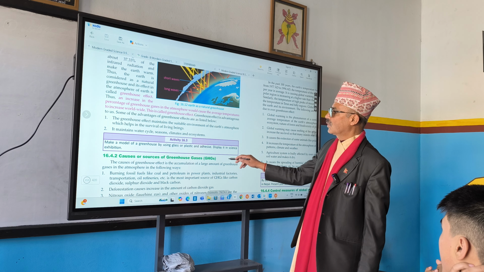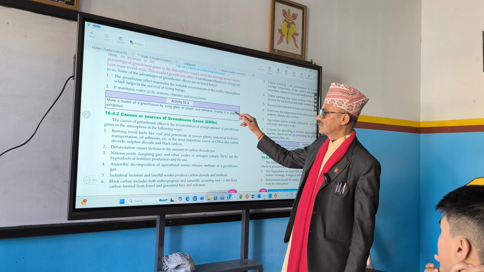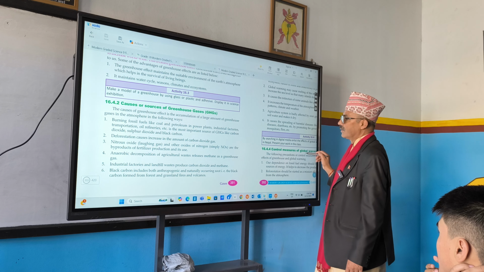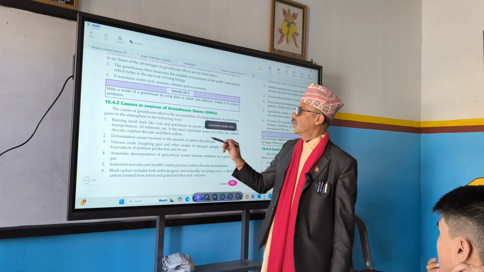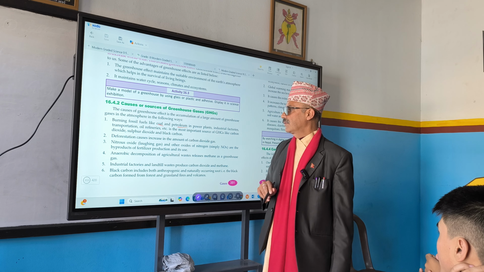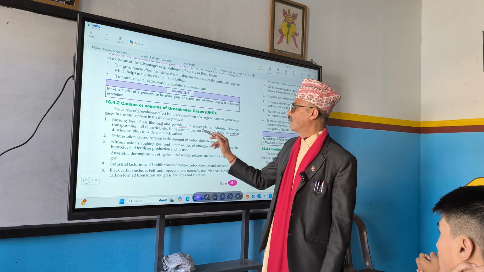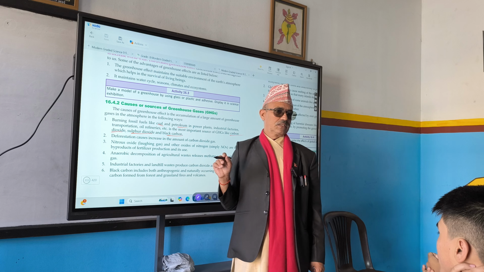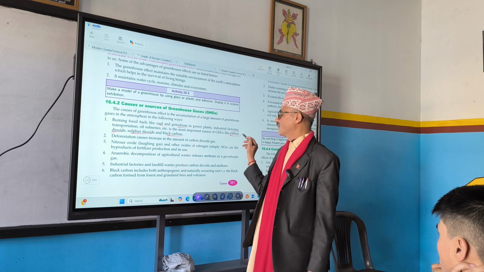Now, here are some causes or sources of the greenhouse effect. How many causes or sources are given? What is the first one? Burning fossil fuels, like coal, petroleum, etc. Because of that, what is formed? CO2, carbon dioxide, sulfur dioxide, carbon, etc. Mainly this one, the carbon dioxide.